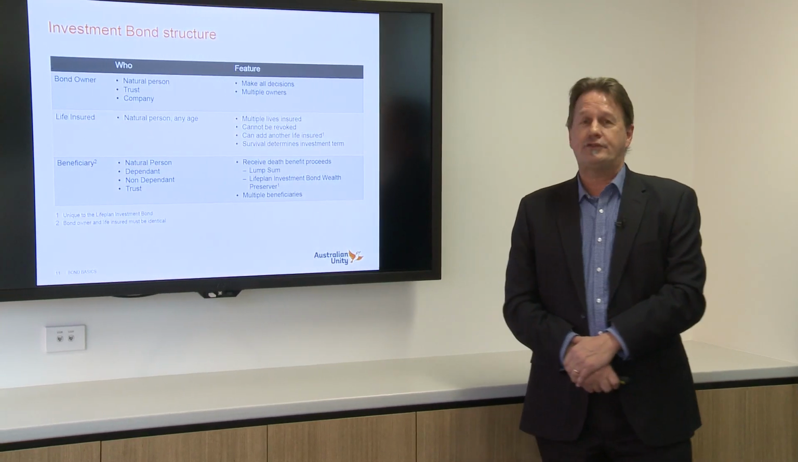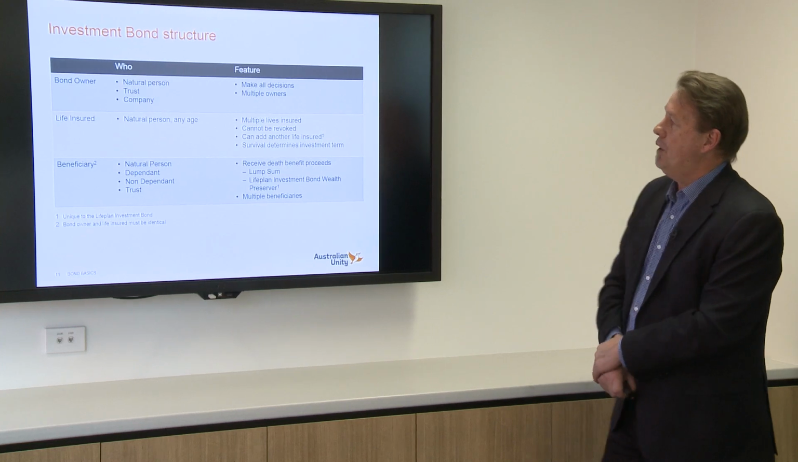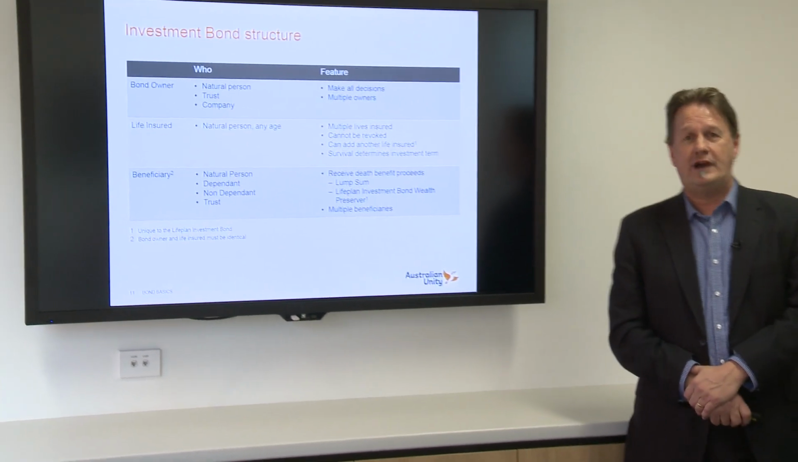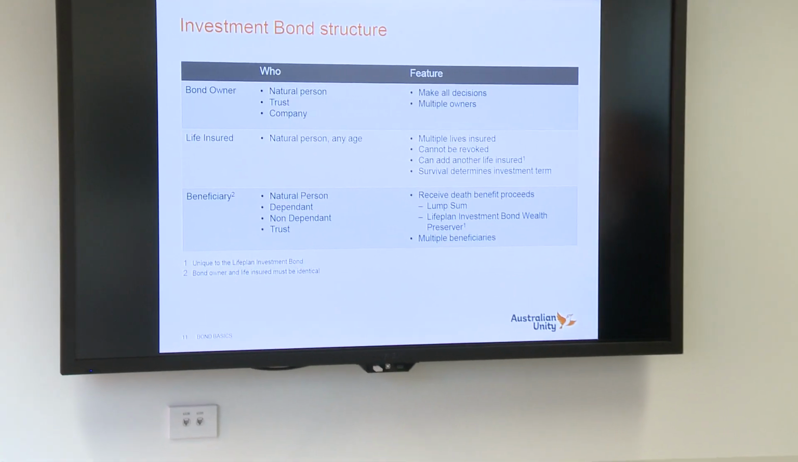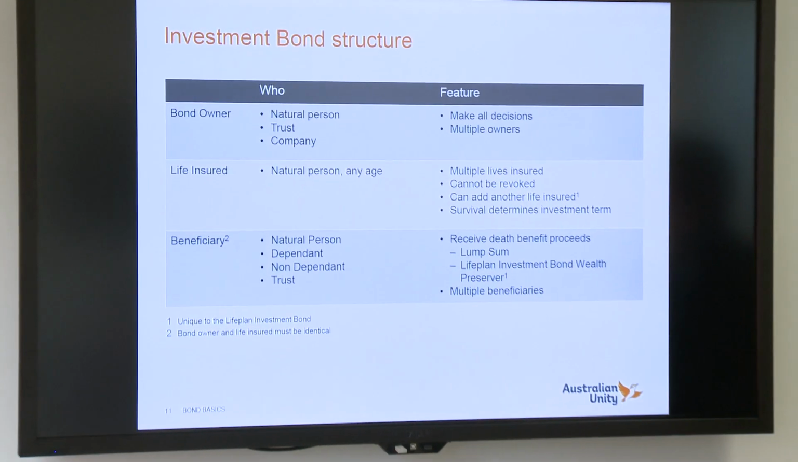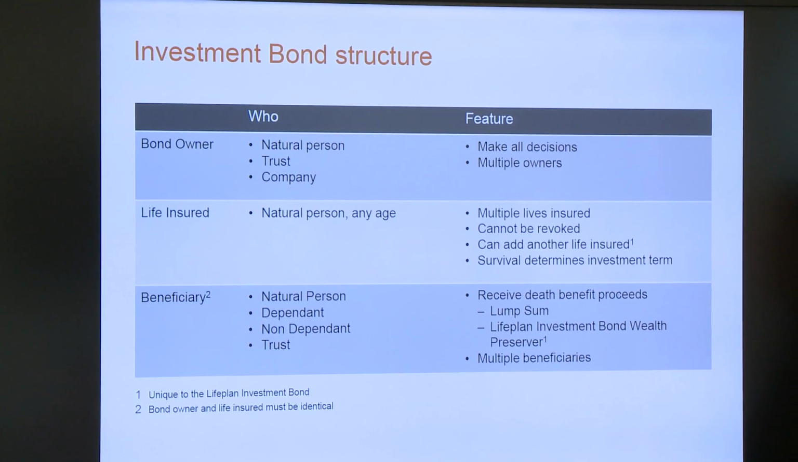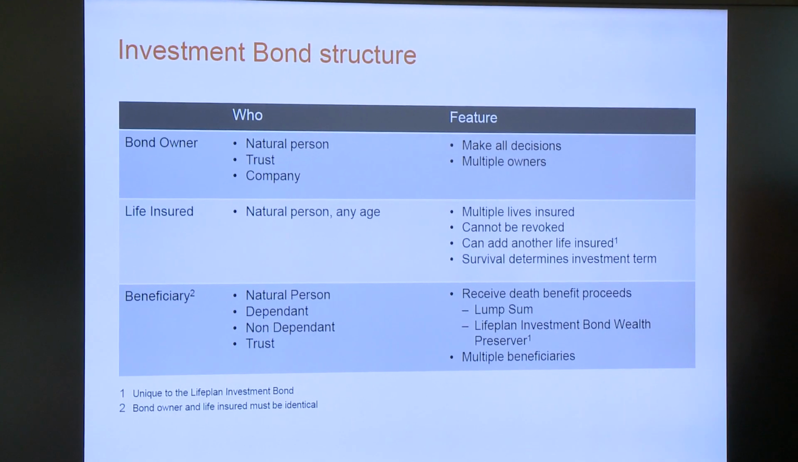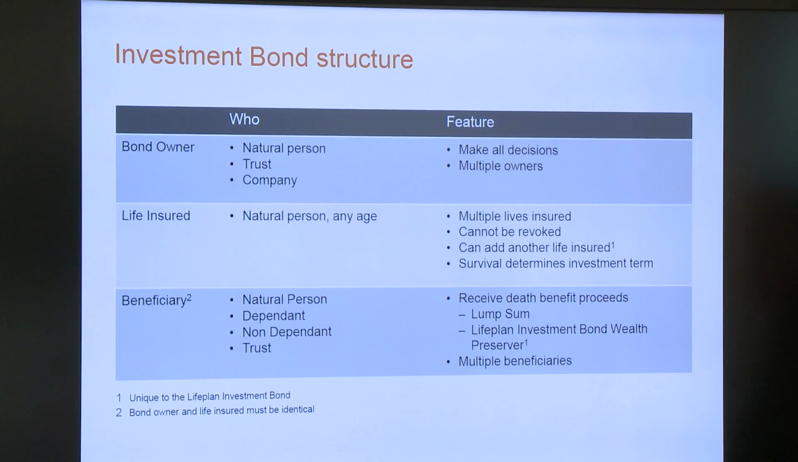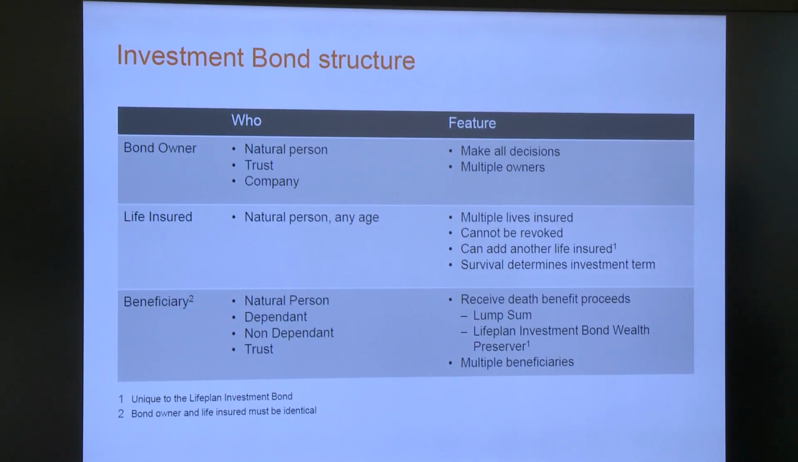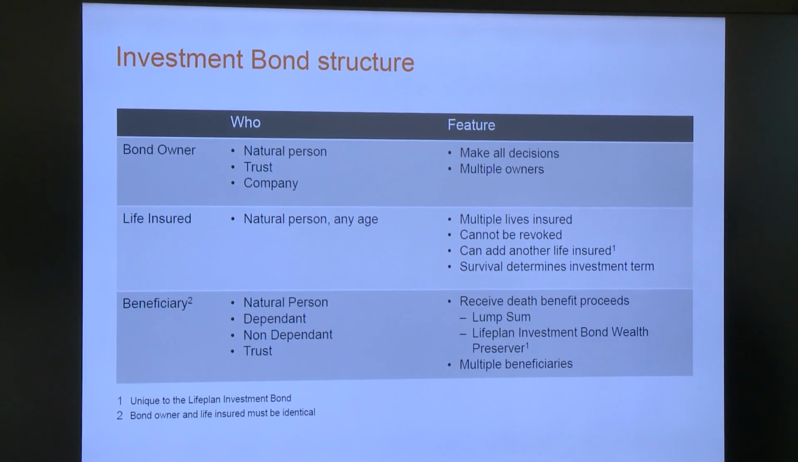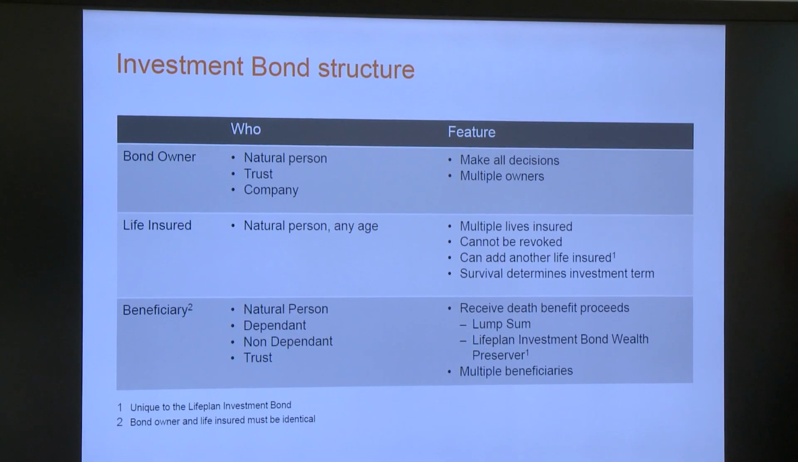So let's have a look at the bond structure. You have a bond owner who can be a natural person, a trust or a company, and they have the ability to make all decisions, and you can have multiple owners. The life insured must be a natural person of any age. You can have multiple lives insured. Once you've got a life insured on a policy though, it can't be removed, so you need to think carefully about how you structure that up.